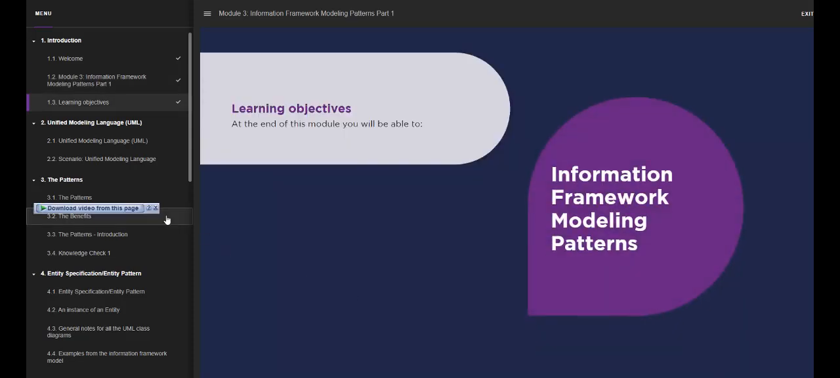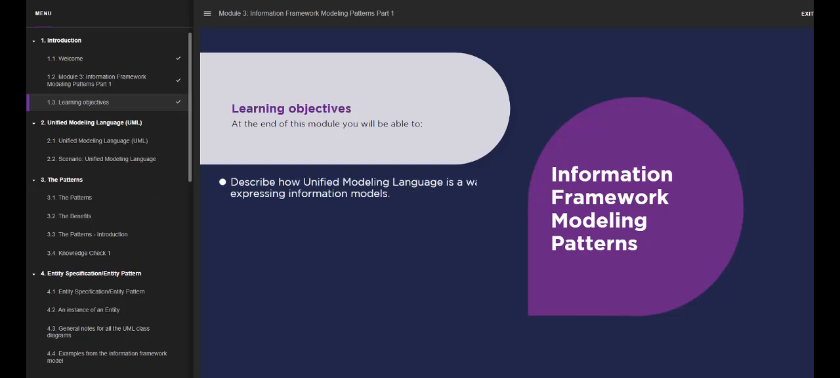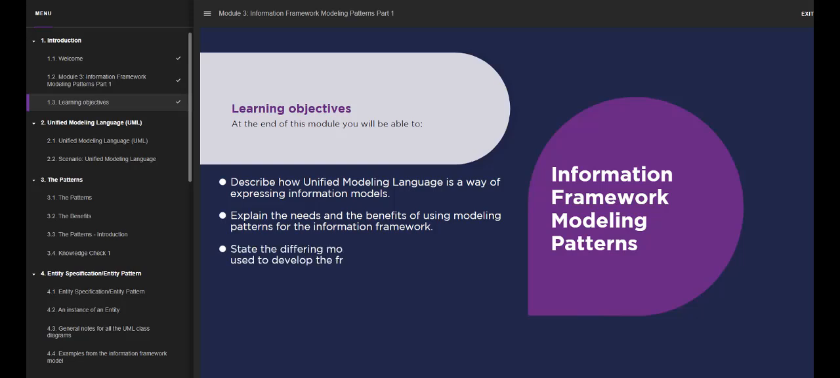At the end of this module, you will be able to describe how unified modeling language is a way of expressing information models. Explain the needs and the benefits of using modeling patterns for the information framework. State the differing modeling patterns that have been used to develop the framework's model.